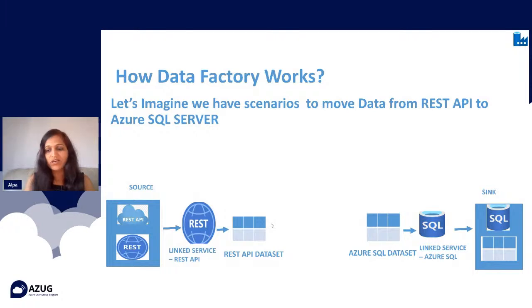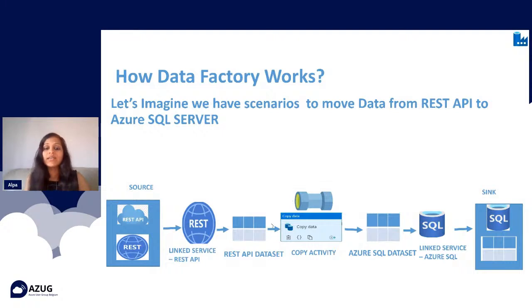So by now I have linked services ready on both sides, and I have datasets ready from source and sink sides. So now I need to perform a task, and for that I need a pipeline with an activity. So you can see that in my pipeline I have a copy activity which actually moves the JSON and inserts it into the Azure SQL database, which is batch insertion. So this is my pipeline. So I have my pipeline ready.